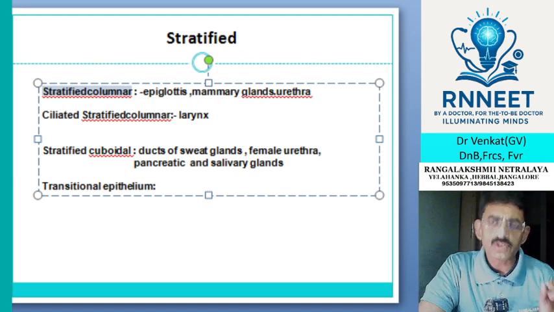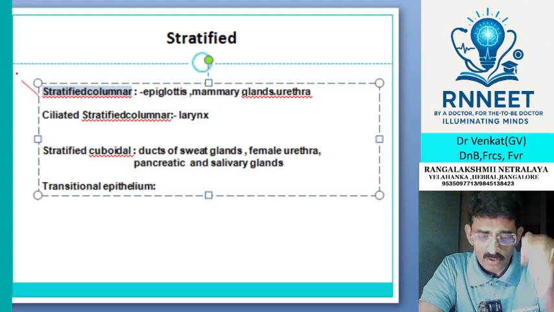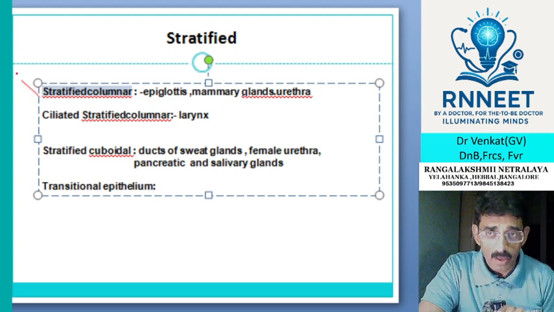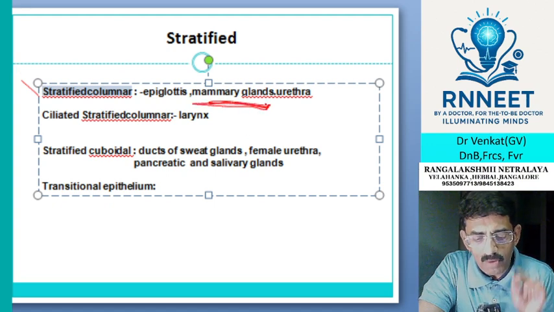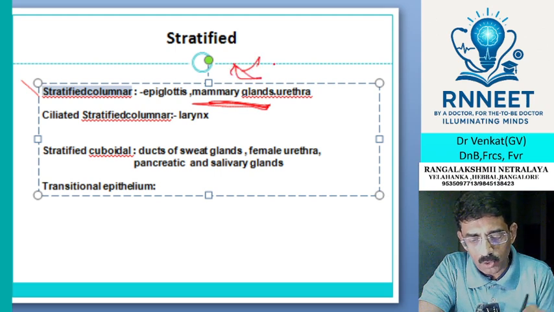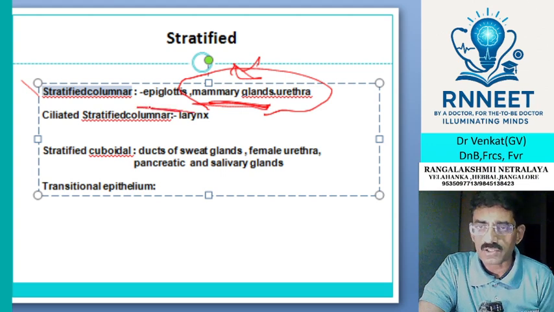Okay, now stratified. Under the stratified, we also said that some of them could be columnar, multiple layers of columnar cells. Where are they present? Remember the mammary glands. This is a very commonly asked question, important. Okay, the mammary glands, the urethra, and the epiglottis.